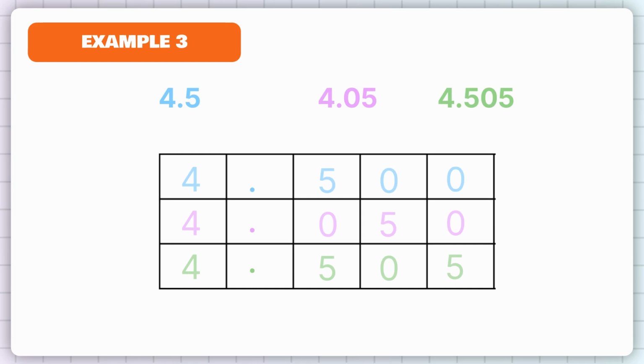Consider the decimals 4.5, 4.05, and 4.505. Align the decimal points in a comparison table. Now, reading this from left to right, we can see that all have the same whole number, 4. In the tenths place, we can see 5, 0, and 5 respectively. Since 0 is less than 5, 4.05 is the smallest.